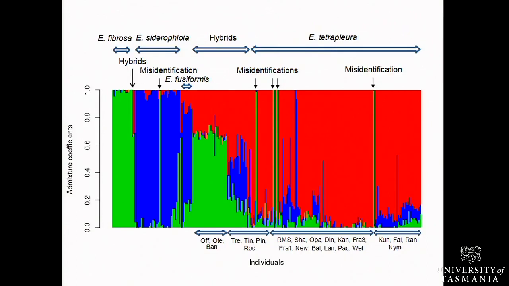And then the rest, you can see there were a few misidentifications where we thought we sampled tetrapleura, but in actual fact were fibrosa, and a couple of samples that we thought were tetrapleura but came out as sidrifloa. But most of these were fairly pure. I say fairly pure. The most pure were actually around Wells Crossing and the central populations of Eucalyptus tetrapleura, which was where they did most of the clearing for the upgrade to the Pacific Highway.